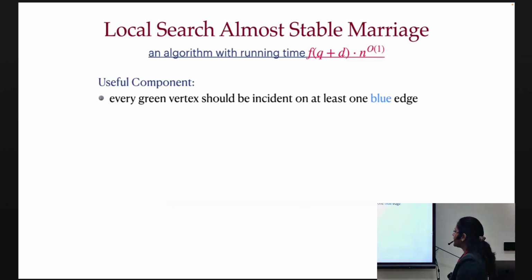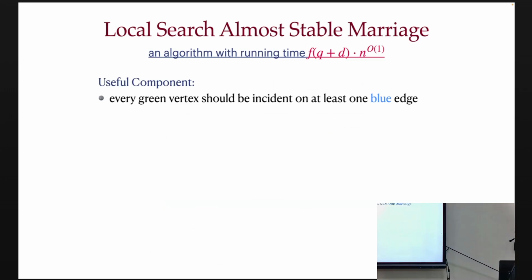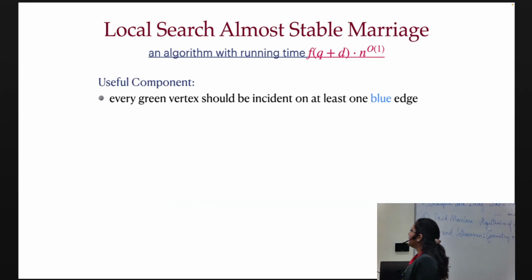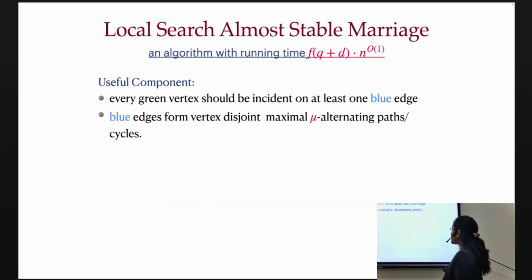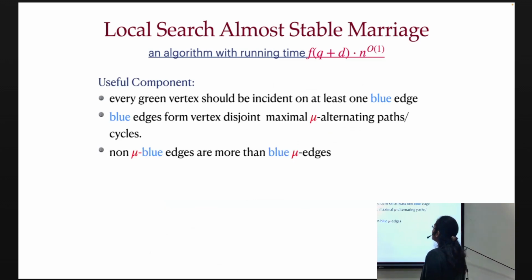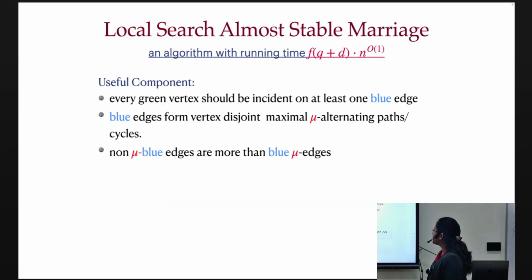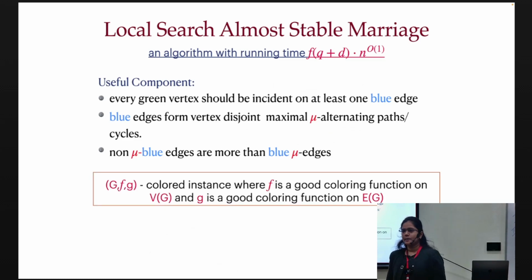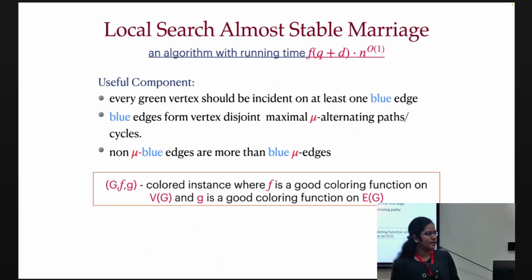Now, these are the definitions of my useful components. Every green vertex should be incident on at least one blue edge. Blue edges form vertex disjoint maximal mu alternating paths and cycles. Non-mu edges are more than blue edges in the component. Okay, component is anyway there. And I will assume that G is a good colored instance.